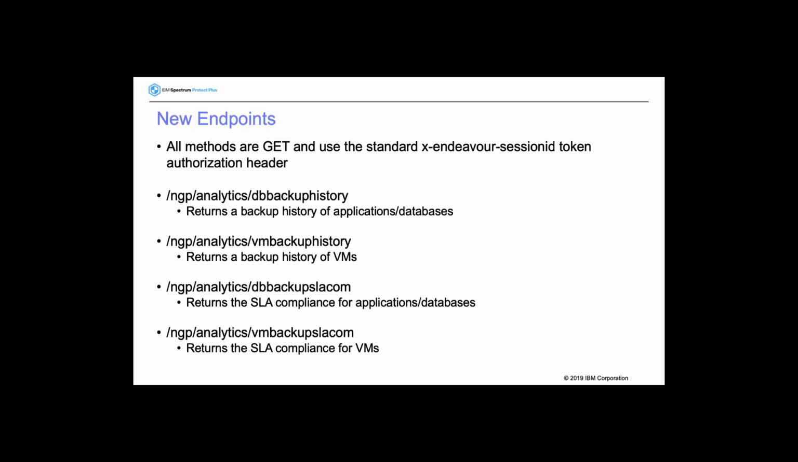Here are some of the new GET endpoints that are available in Spectrum Protect Plus now: DB backup history, VM backup history, DB backups compliance, and SLA compliance for a particular VM. So it's the typical information you'd want to be able to easily pull from the Spectrum Protect Plus server about the backup history and the SLA compliance.